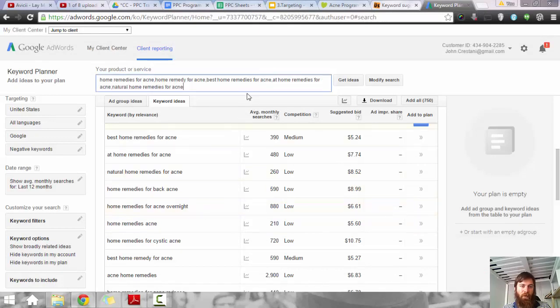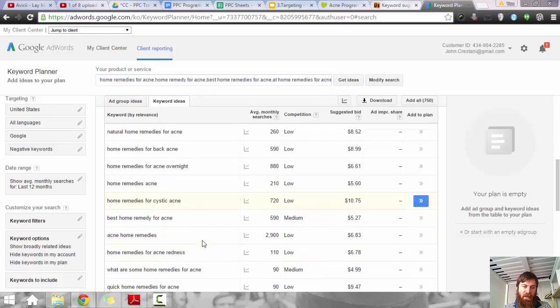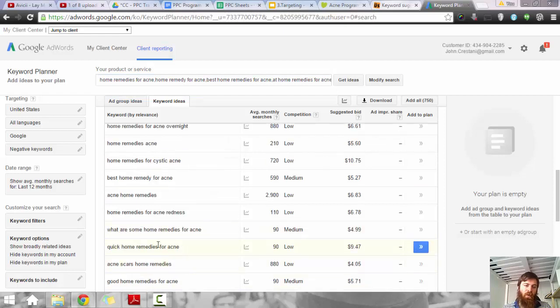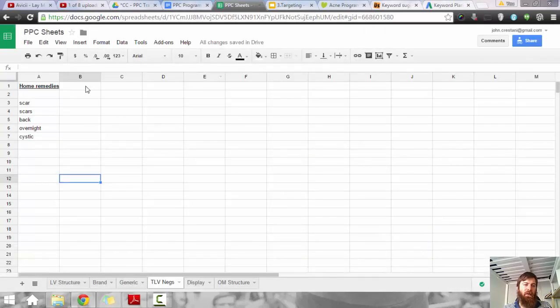Remedies, acne. So we're just adding to our list here. Acne home remedies. Remember, this was one of our terms before. Best home remedy for acne. I don't think we got that. What are some home remedies for acne? That's a cool term. It's a question, and it shows there are a lot of terms for questions. Maybe somebody is looking for a quick home remedy. Again, I don't agree with their mentality.